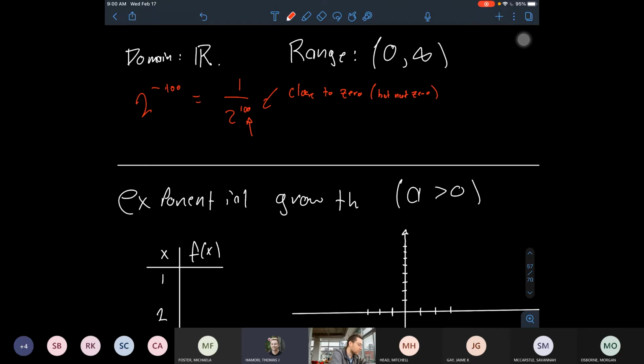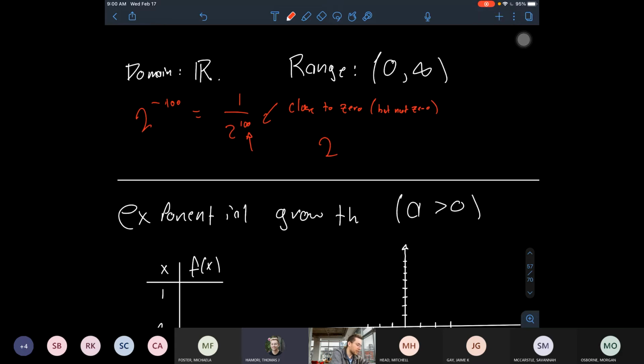So basically, we can get numbers which are very, very close to 0. And if I were to plug in something really large and positive, like 2 to the 100, we would get something really big.